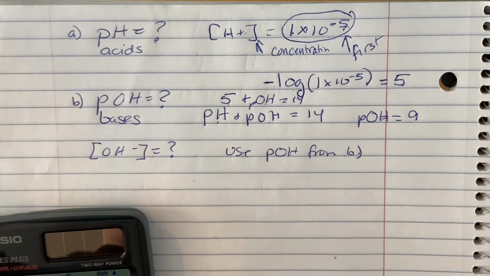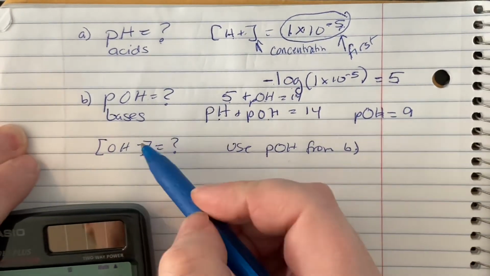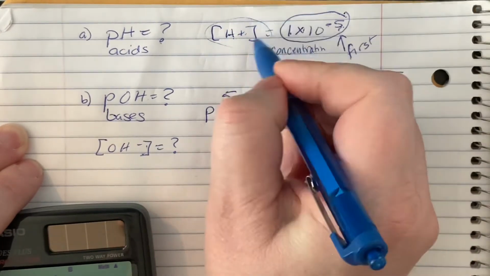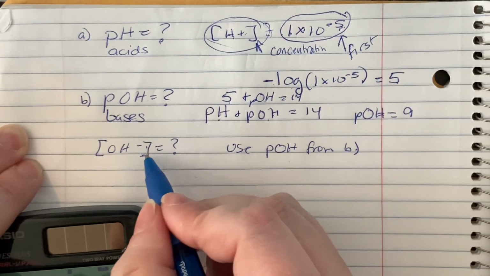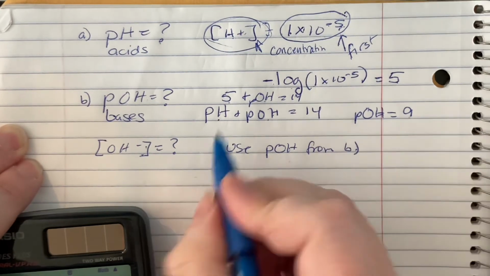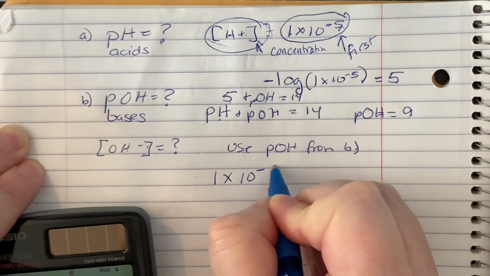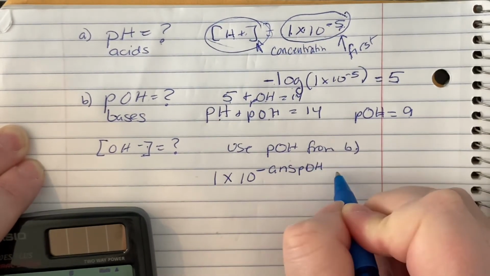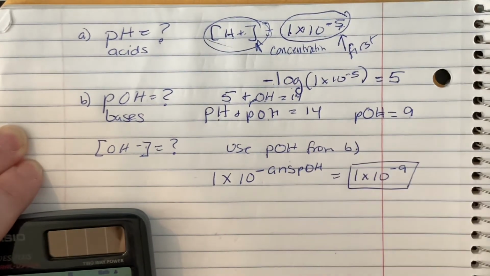Now, what if they want us to go the other way around? I want to know the concentration of the hydroxides, but I only got the concentration of the hydroniums. You would go through this whole process, and then what's nice about this direction is you're just going to write 1 times 10 to the negative, and then you're going to put your answer of the pOH. So 1 times 10 to the negative 9 is your answer.